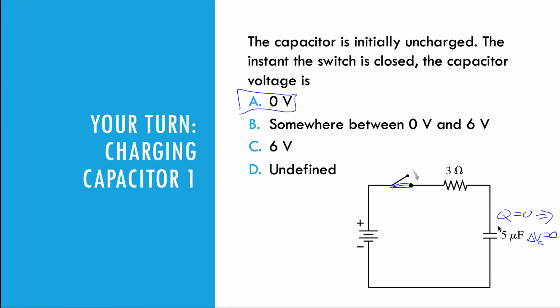Now, if you waited a tiny bit after the switch is closed, then the voltage would start to build up here and you would have some voltage between 0 and 6 volts. And this is assuming that this battery is 6 volts, that's missing from here. Sorry about that. And when the capacitor is fully charged after a long time, then you would have 6 volts on the capacitor.